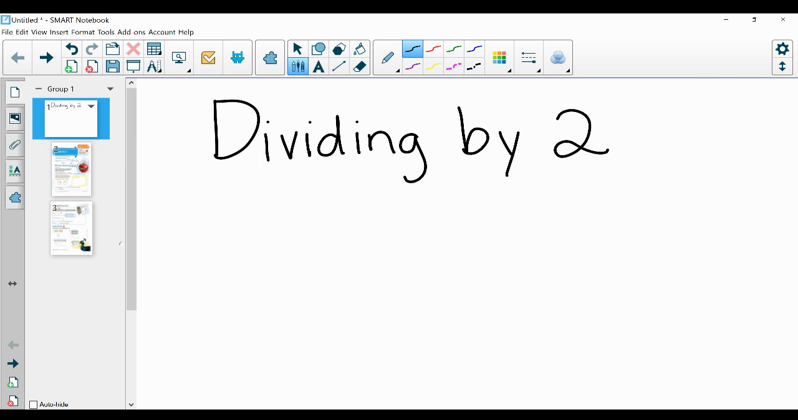So you are used to seeing the division sign. It looks like this, and you have your dividend here. We would call this the big number, your dividend, and you have your divisor here, which is the number you're dividing by. And then you end up with your quotient, which is your answer.